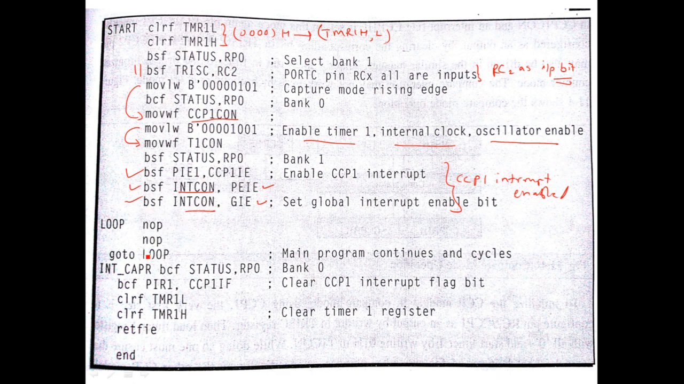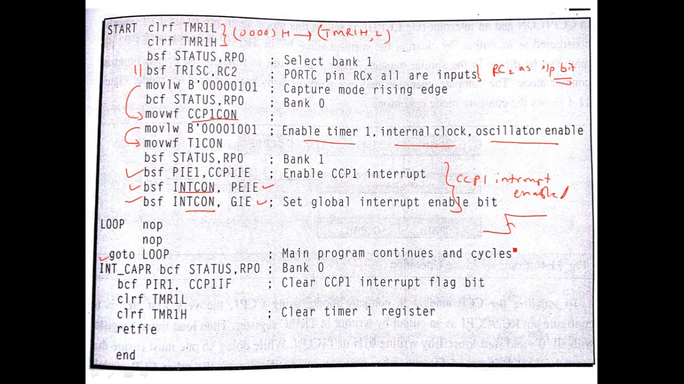Okay, and then the program remains in this loop. That means the job of the main program is over. So when the interrupt comes, as you have seen, whenever the edge occurs, at the rising edge, the interrupt will occur and execution will be transferred here.